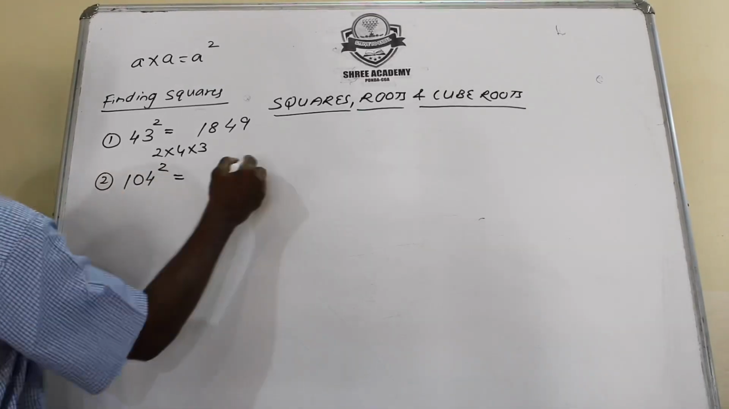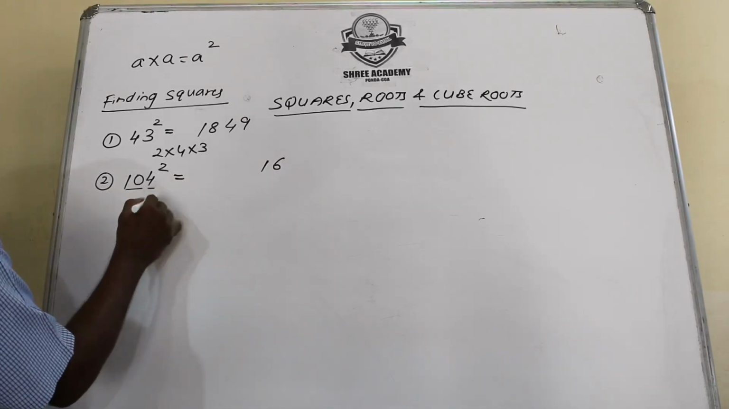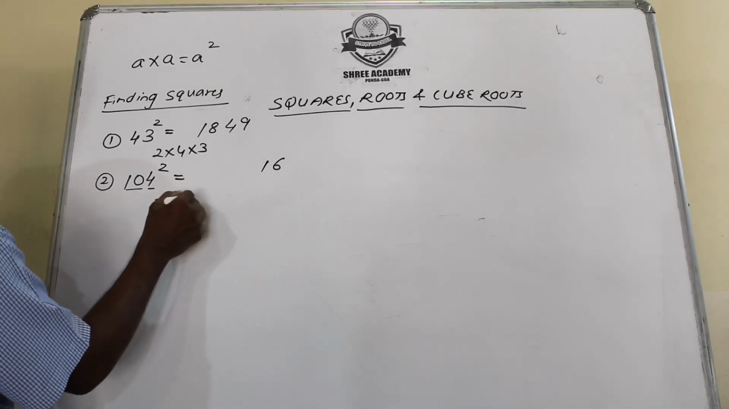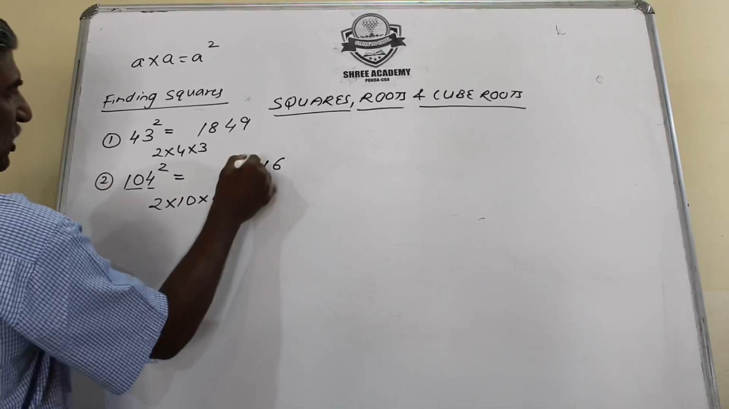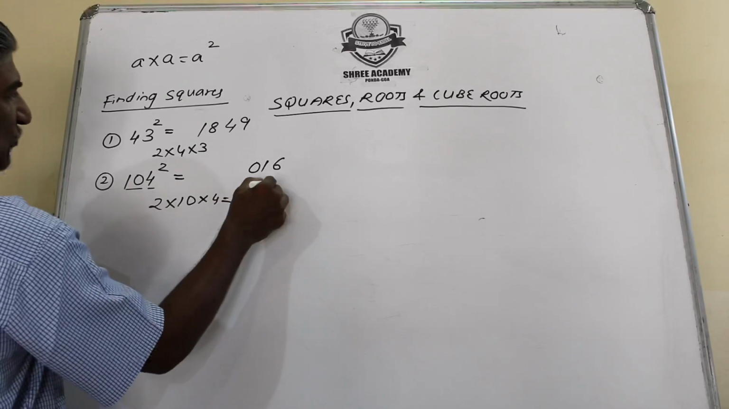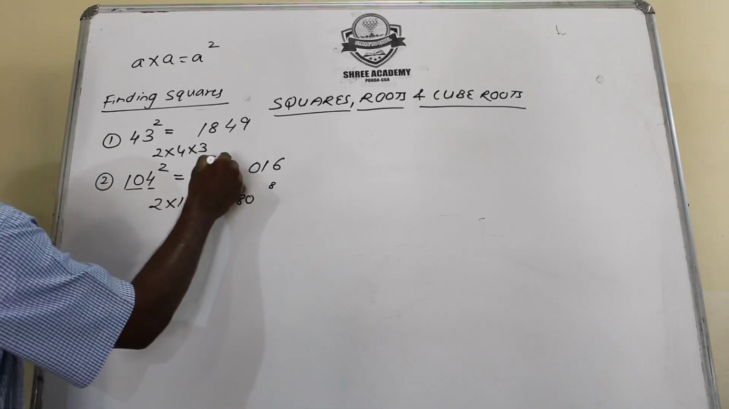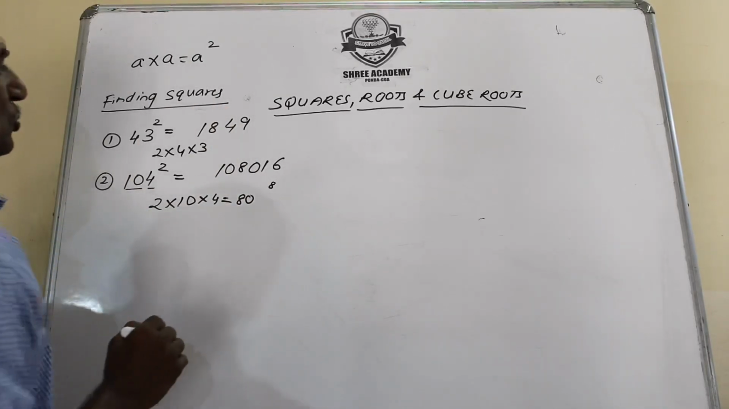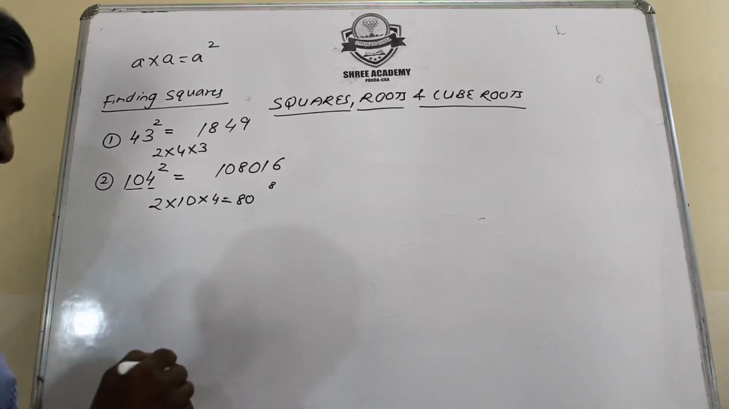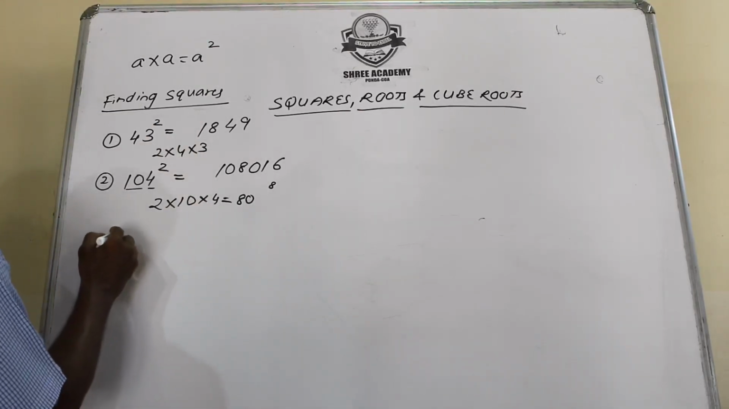We will take a little bigger number, say 104 square. So what is 4 square? 4 square means 16. Now I will split this as 10 and 4. So 2 into 10 into 4. So this is 80. So I will write 8 and I will carry forward 8. 10 square is 100. 100 plus 8 is 108. So your answer is 10816. This is called the Yug method of finding the squares.